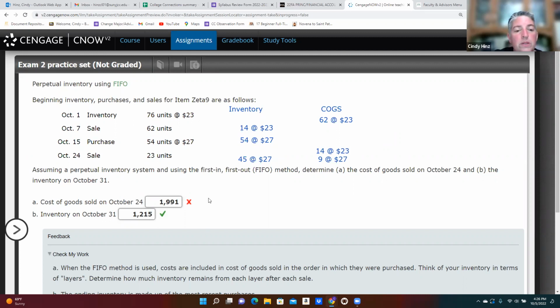Oh, whoops, sorry. I need to read the whole problem. Cost of goods sold on October 24th, sorry. So that's only this part. I thought it was the cost of goods sold for the month. I hope you guys do a better job of reading the information than I sometimes do when I'm trying to do 3 things at once here. So we're just looking for this part, the cost of goods sold on October 24th. And what I put in was for the entire month.